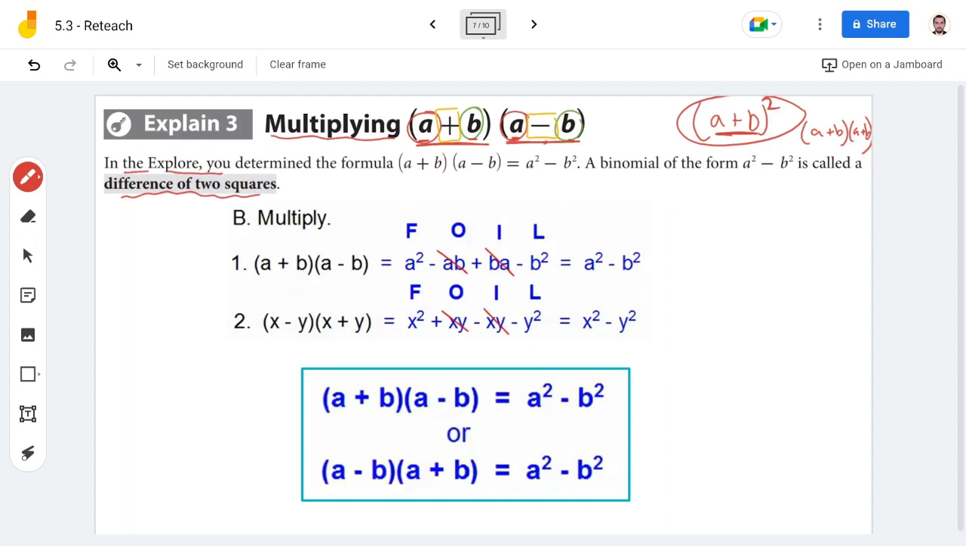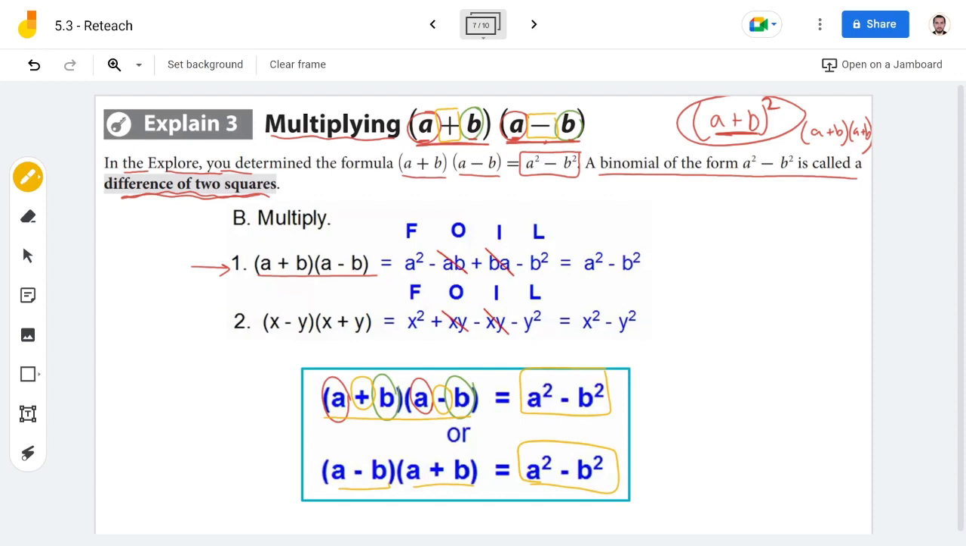Look here, in the explore part, you determine the formula: (a + b)(a - b) we can write as a squared minus b squared. So this binomial product is called the difference of squares. The proof of the difference of squares we can write here, but I will not go through it. Just remember that when you have the same a and the same b in the two brackets with different signs, we can simplify by writing a squared minus b squared. Or if we swap the negative to the first and the positive to the second, we still get the same answer. Okay, clear?